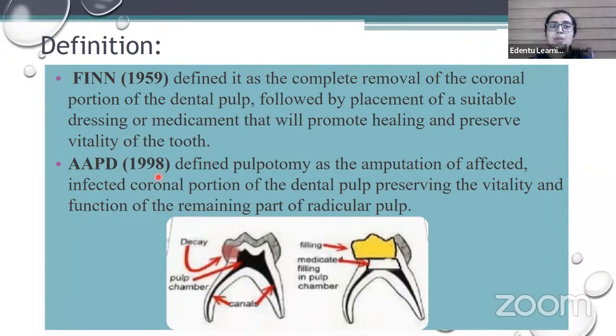As an adjunct, you can also provide the AAPD, the American Academy of Pediatric Dentistry, definition: pulpotomy is the amputation, that is the severing or cutting off, of the infected coronal portion of the dental pulp, preserving the vitality and function of the remaining radicular pulp.